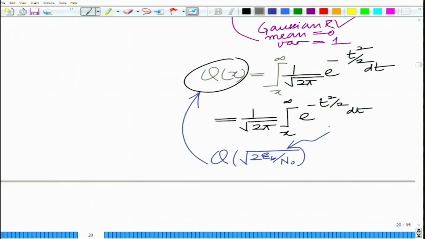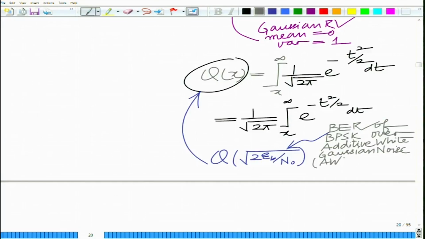This is the bit error rate of BPSK, binary phase shift keying, over an additive white Gaussian noise channel. This is the bit error rate over an AWGN channel, and in fact it has a lot of applications. It arises quite frequently, as I said, in communications as well as signal processing.